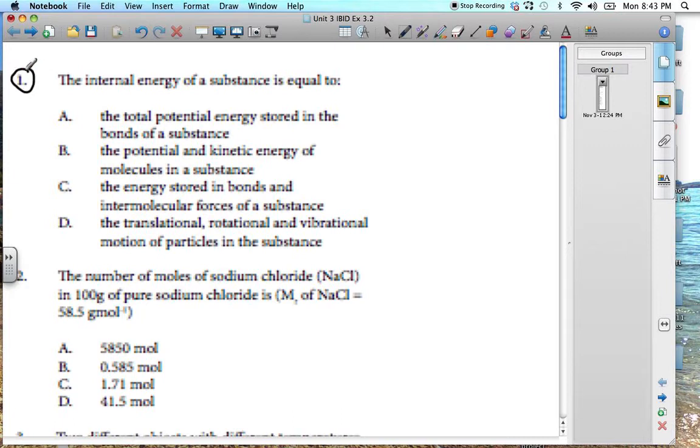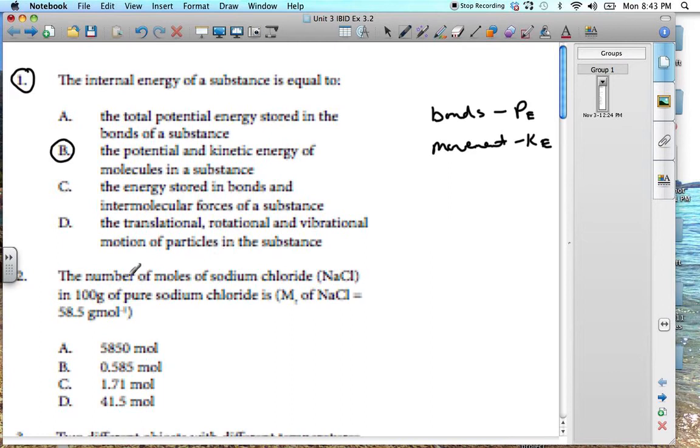So for question 1, we have the internal energy of a substance is equal to, and this is a straight definition problem, the potential and the kinetic energy of the molecules in the substance. We have the potential energy, this is from the chemical bonds. And your kinetic energy is from the movement, so the speed of movement of the molecules or the atoms within it is your kinetic energy.